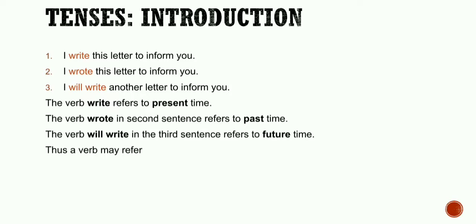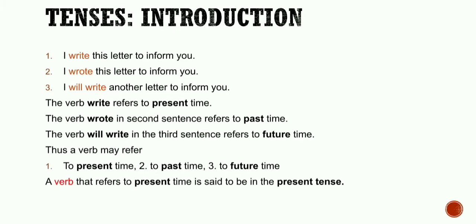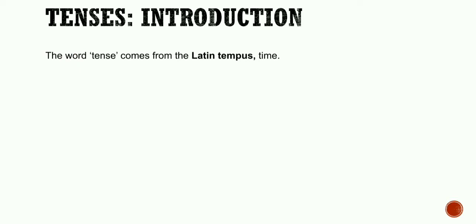Thus, a verb may refer, number one, to present time, number two, to past time, and number three, to future time. So, a verb that refers to present time is said to be in present tense. And let us look at the definition of the word tense. The word tense comes from the Latin word tempus, which means time, period, age.